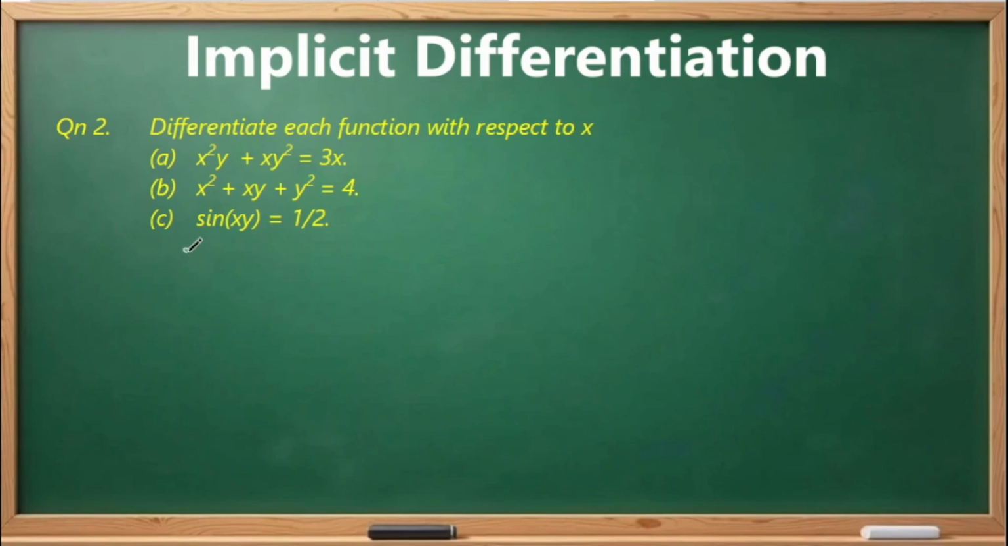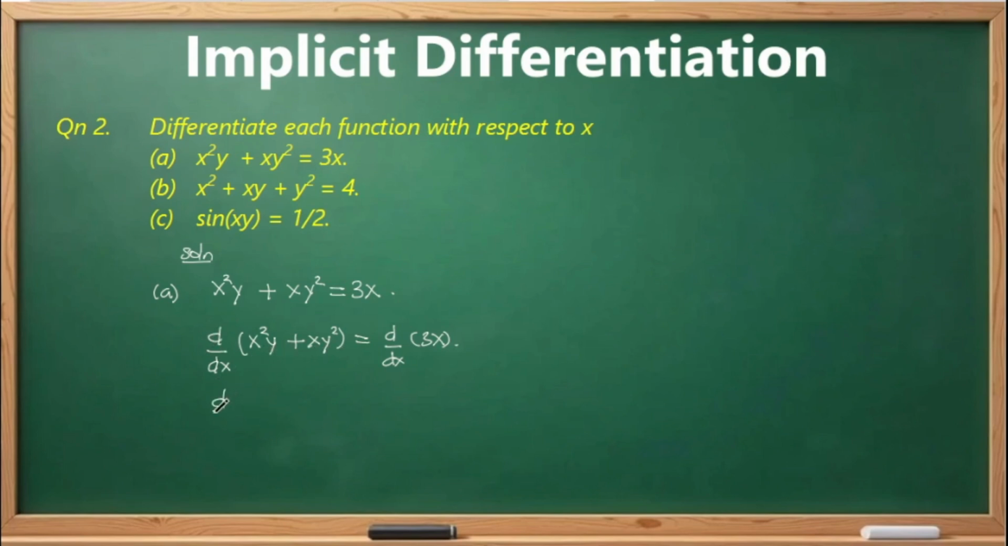Now, without wasting time, let's have a look at part A of this question, which says x squared y plus x y squared is equal to 3x. So we can start by writing d/dx of the left hand side, and that is x squared y plus x y squared. Then we also do the same to the right hand side, d/dx of, here we have one term and that is 3x.